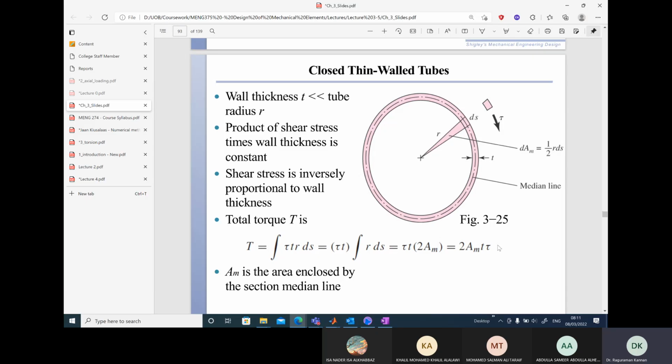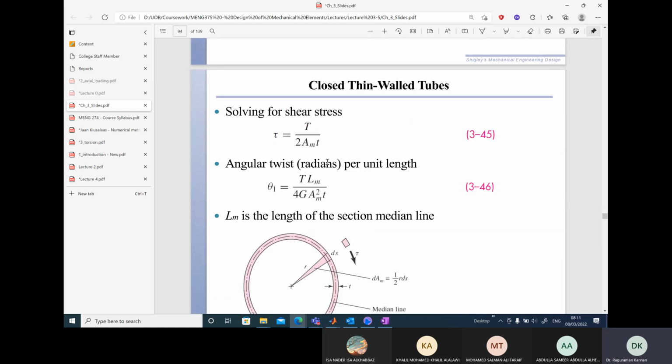What is the thickness T? T is the thickness of the tube. That's it. So just substitute and calculate what is the shear stress. Very simple way to calculate this.